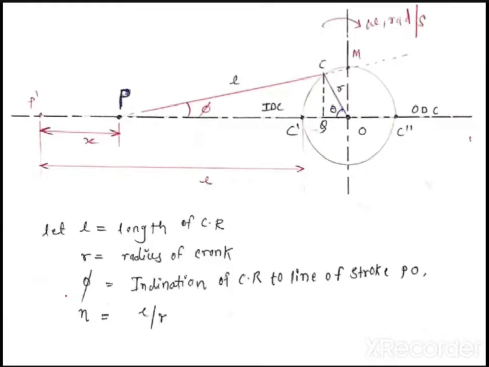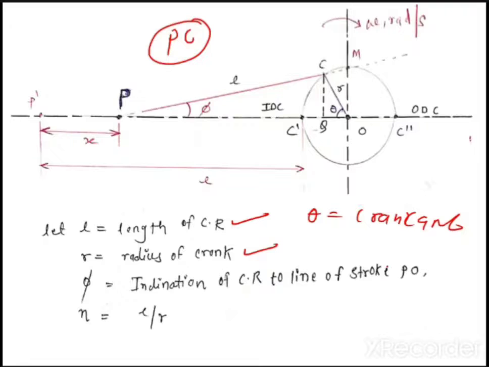Now let L be the length of the connecting rod, and small r the radius of the crank. Then what is theta? Theta is nothing but the crank angle. x is the displacement of the reciprocating piston. What is phi? Phi is nothing but the inclination of the connecting rod PC to the line of stroke PO. This PO is nothing but the stroke line. The angle between this stroke line and the connecting rod is phi. Is it clear?